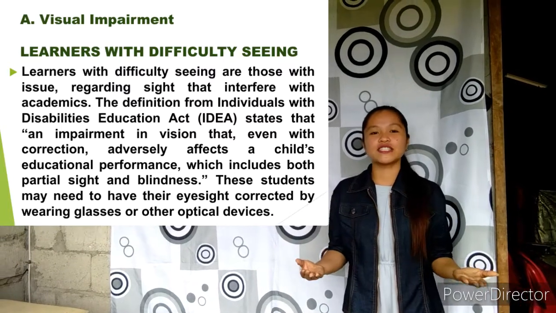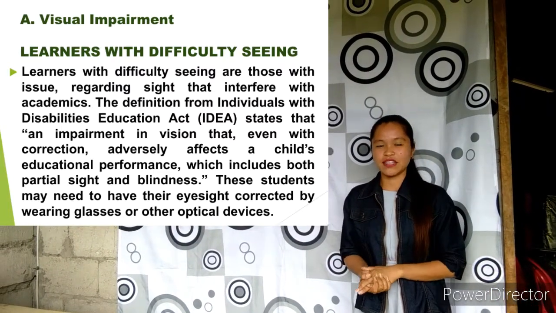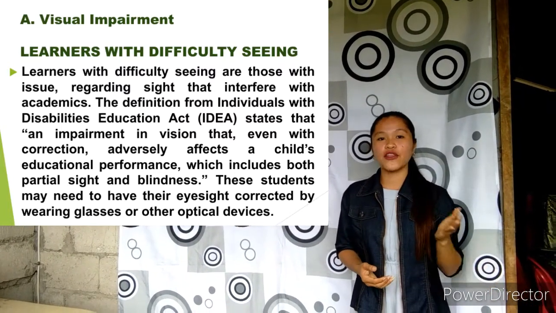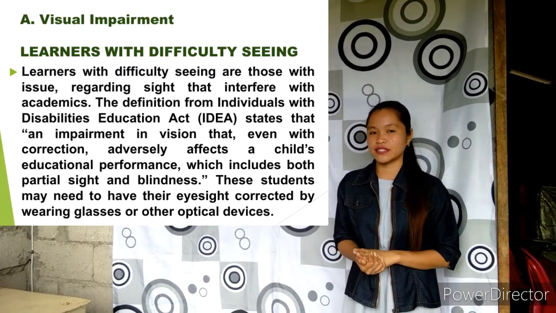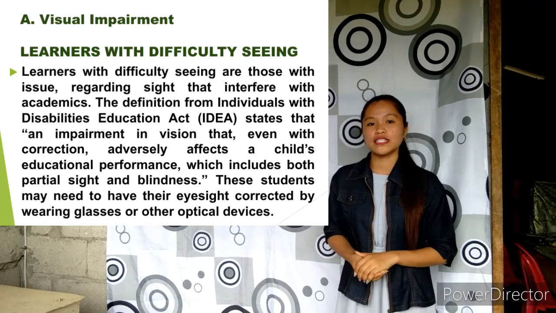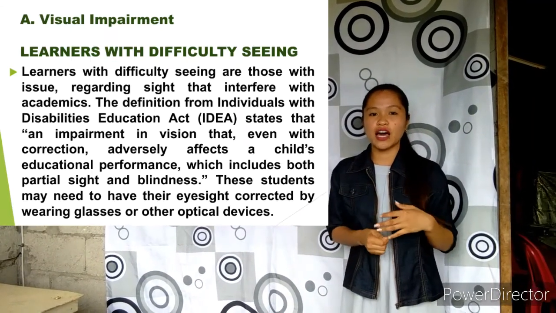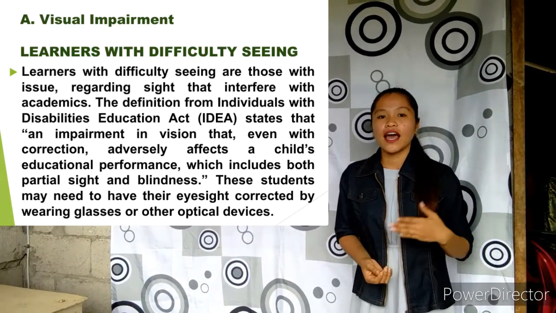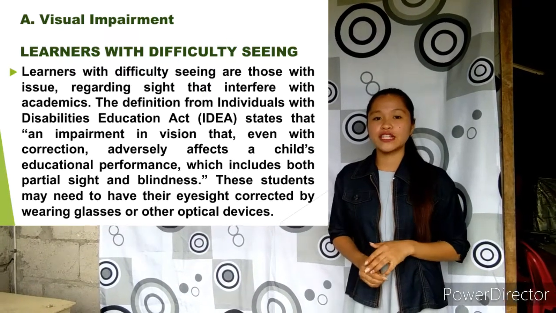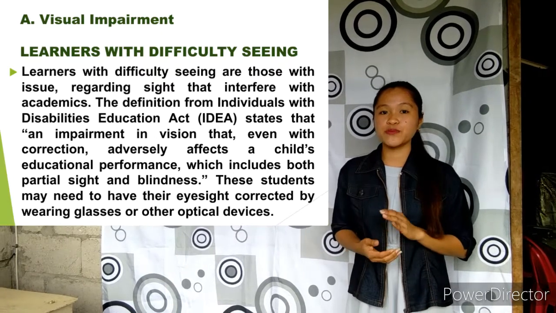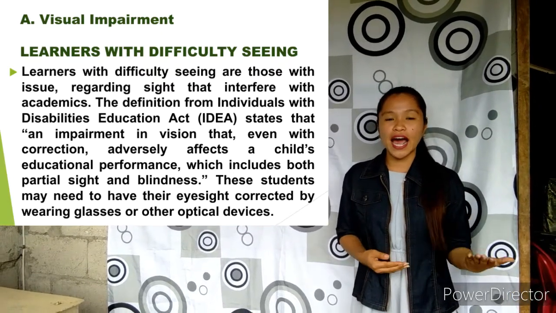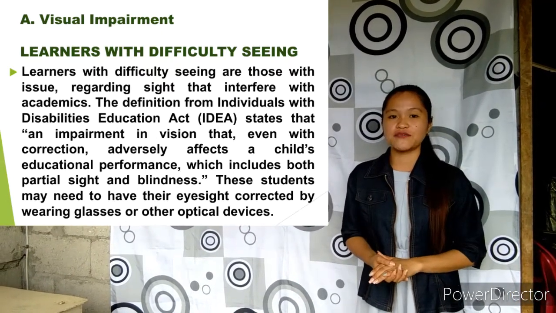Let us discuss first learners with visual impairments. Learners with difficulty in seeing are those with issues regarding their sight that interfere with their academics. The definition from the Individuals with Disabilities Education Act or IDEA states that an impairment in vision may adversely affect a child's educational performance. They need their eyesight to be corrected by wearing eyeglasses or any optical devices.